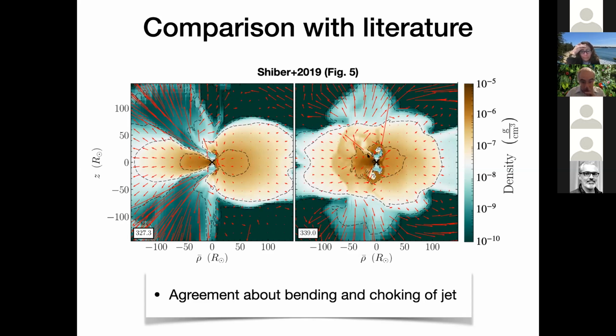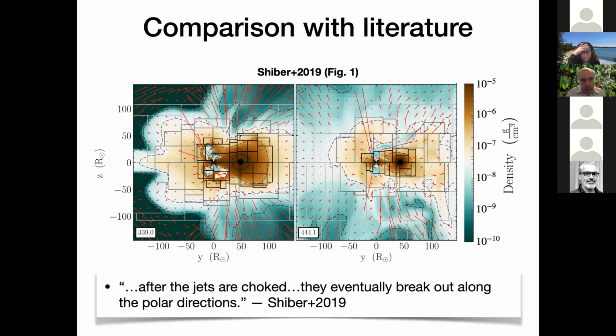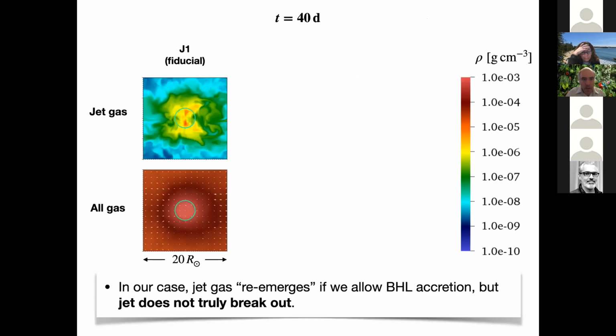And you can see that the jet here is confined. So in this part, we agree. However, after their jet is choked, they find that it eventually breaks out again along the polar directions. And so do we find this?